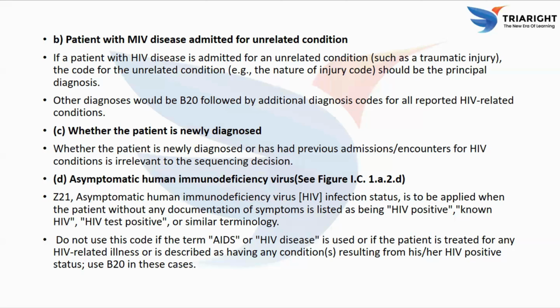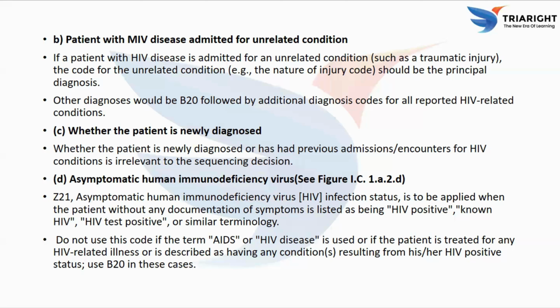So whether the patient just found out they have HIV, has had HIV for 4 years, or has frequent visits for HIV, the sequencing rules stay the same. The focus is always on why the patient is being admitted. For example, a newly diagnosed HIV patient is admitted for pneumocystis pneumonia. Even though the HIV is new, this is an HIV related condition. So B20 must be assigned as the principal diagnosis code.